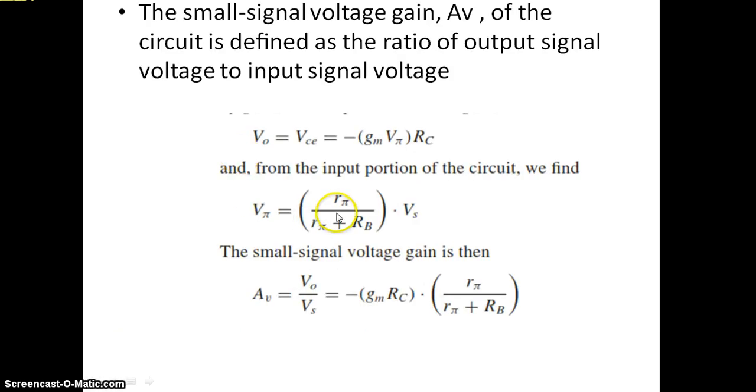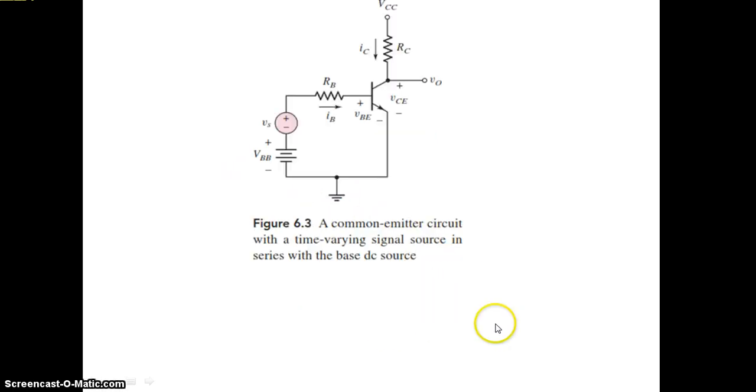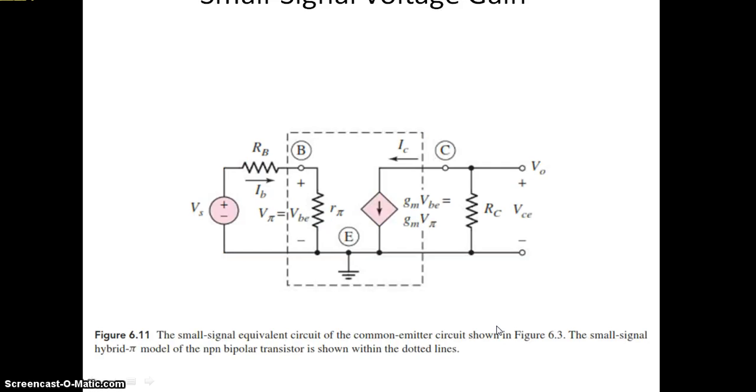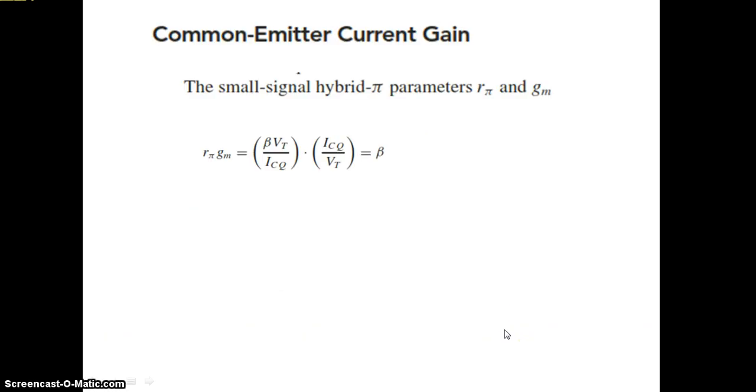So V pi equal to R pi by R pi plus RB into Vs, according to the voltage division formula. Applying this, AV equal to V naught by Vs equal to minus GM, and V pi will cancel. Substituting, we get minus GM RC into R pi by R pi plus RB. So this is the voltage gain. Okay, so we have derived the voltage gain.